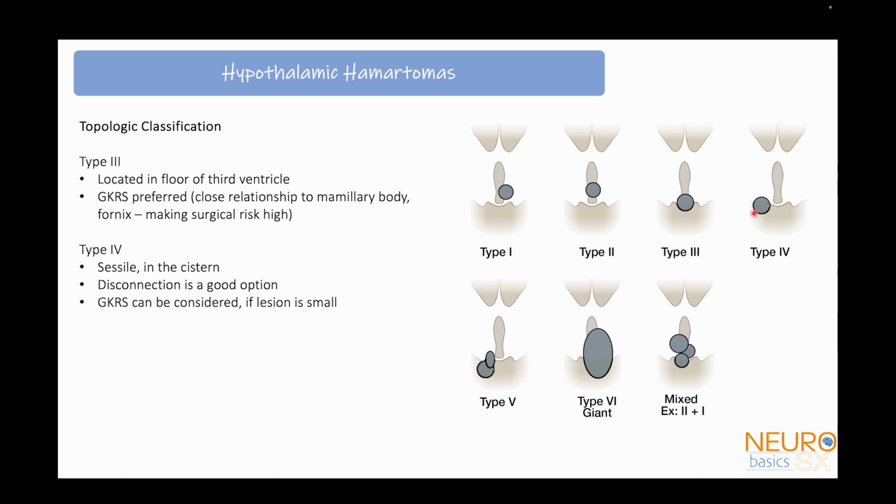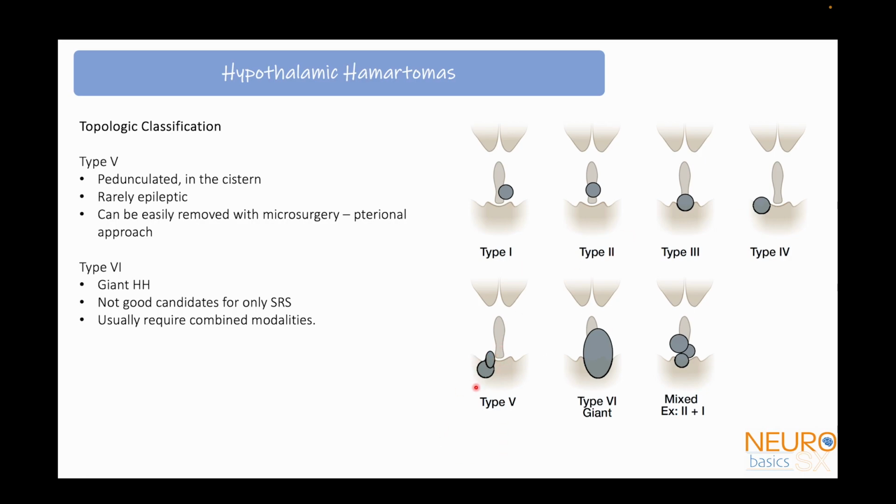But if it is quite small, then gamma knife or radiosurgery can be considered. Type 5 is pedunculated in the cistern, and it is actually rarely epileptic because it's not connected to the mammillary body usually. And if it is causing problems, it can be removed with microsurgery.